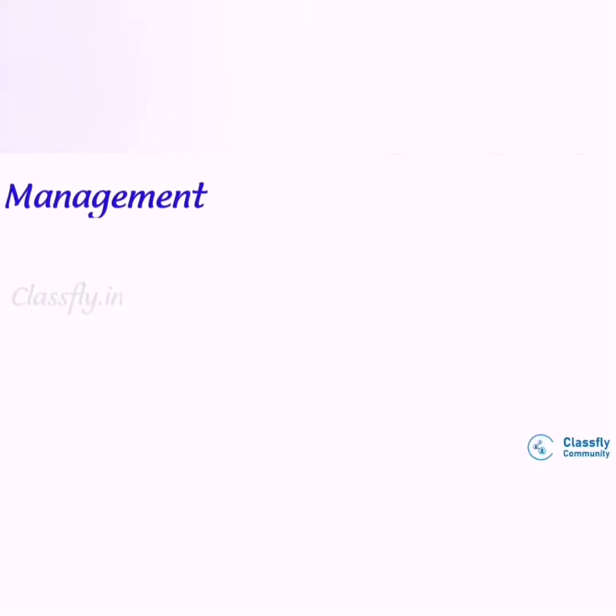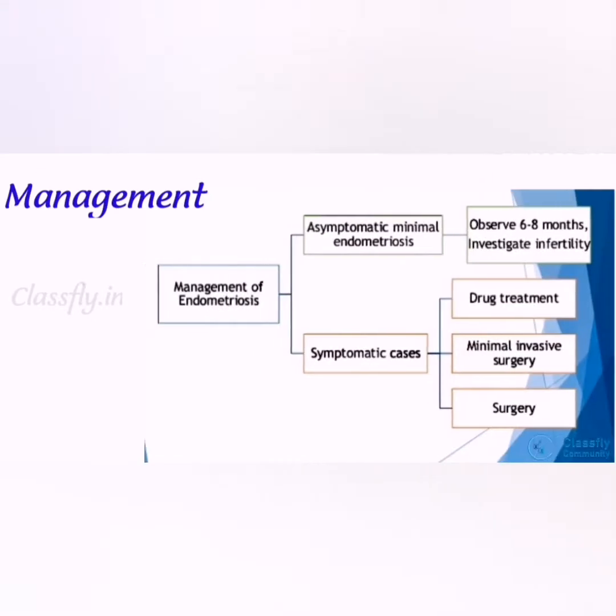Next, move on to management. It is mainly divided into two, symptomatic cases and asymptomatic cases, that is minimal. Symptomatic cases again divide into three: drug treatment, minimally invasive surgery and surgery. Asymptomatic cases can be observed for 6 to 8 months and investigated for infertility.